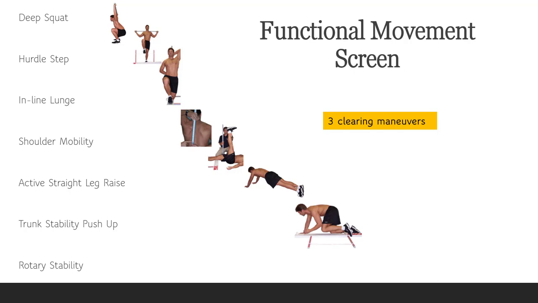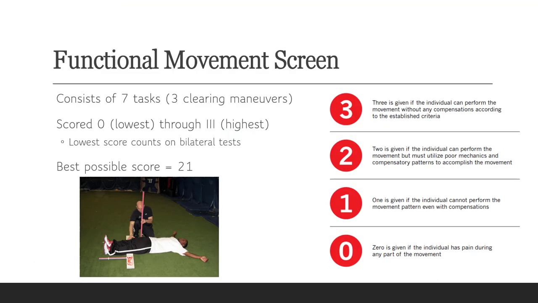There are 7 movement patterns assessed in the FMS: the deep squat, hurdle step, inline lunge, shoulder mobility, active straight leg raise, trunk stability push-up, and rotary stability. The scoring criteria: the FMS uses a simplistic grading system. Each individual movement pattern has certain criteria that must be accomplished in order to obtain a high score.